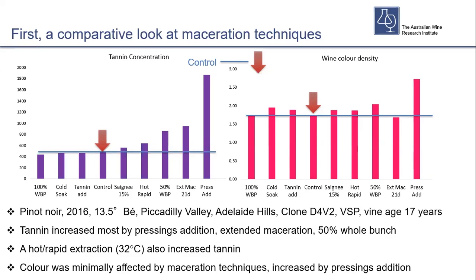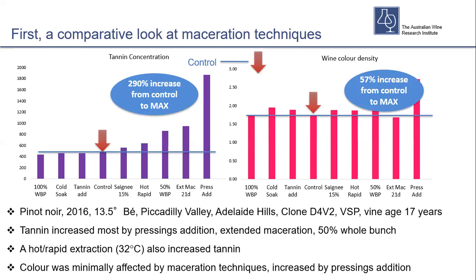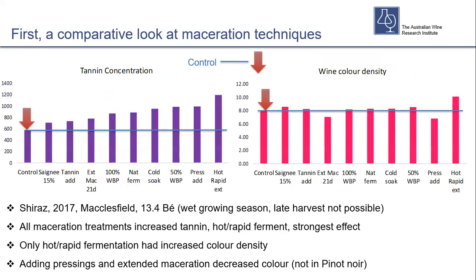When we look overall at this effect, you can see that for tannin, from the control to the maximum was a 290% increase, which shows how much one could actually dial that measure up or down in Pinot. And in color, there was only a 57% increase from the control to the maximum. So moving on from here, what I'm trying to start doing is to ask, are there techniques that we need to hone in on more, or are there techniques that really don't make much of a difference? And also, of course, there's a variety-dependent effect here.